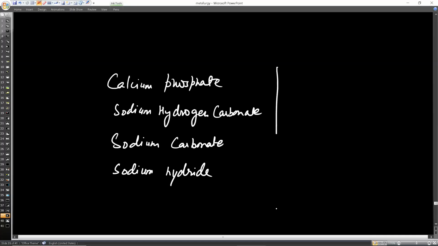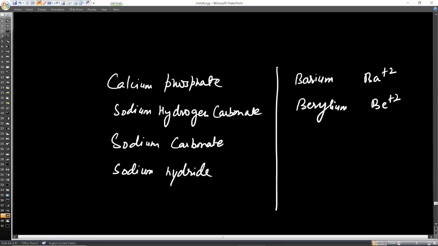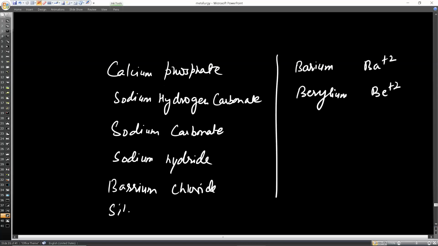There are some other elements missing there, so you have to write them. Barium has valency 2 positive, Ba2+. And beryllium is Be2+. So write down that these are also there. Barium chloride. Silver nitrate. There is one more element missing. Lead. Lead is Pb, Pb2+.